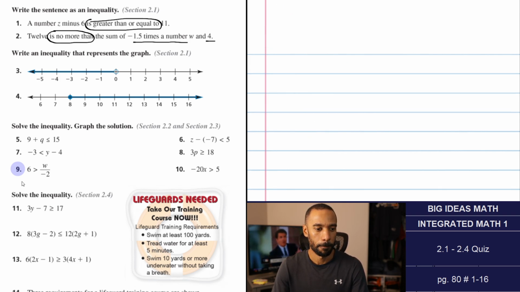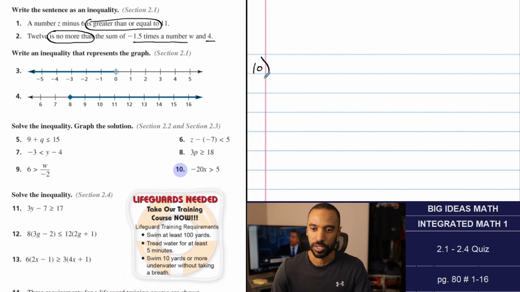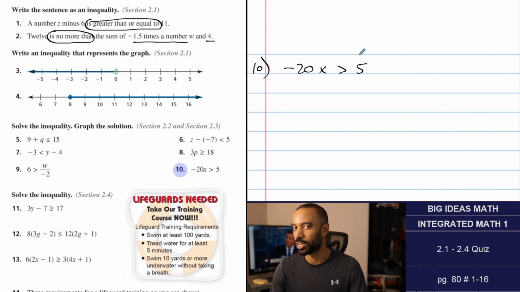Number 10 is also involving a negative with your coefficient for your variable. Now, what I will show you as a second version to do this problem will be an overkill step for the sake of this problem, but other problems it'll make more sense. Let's do it first the conventional way you'd expect.